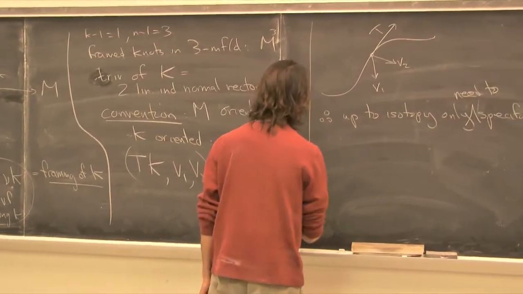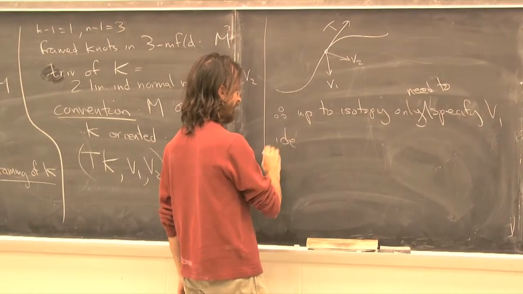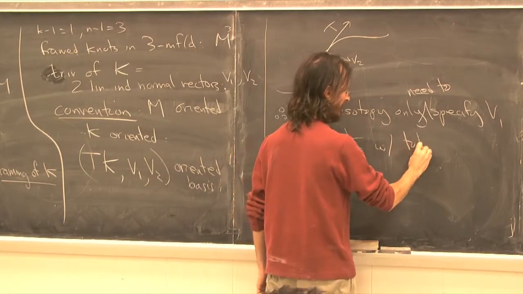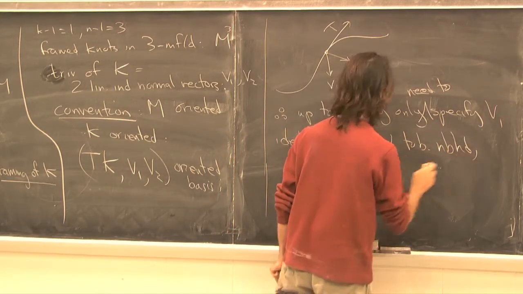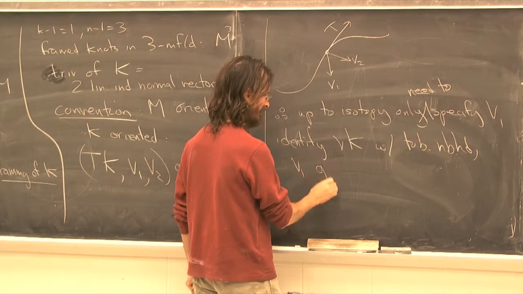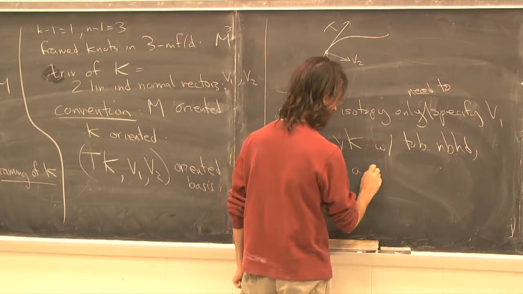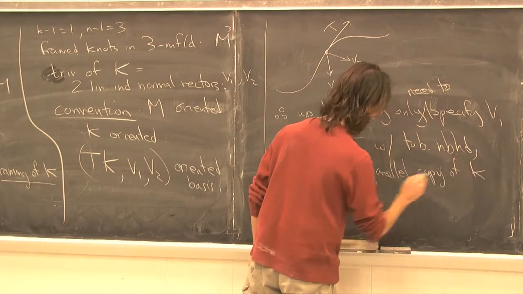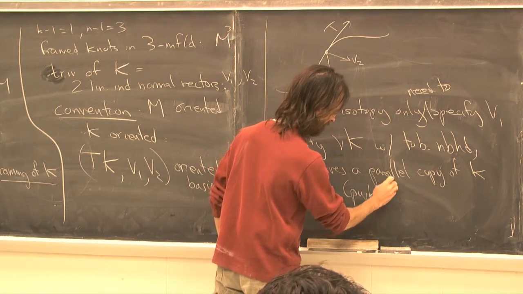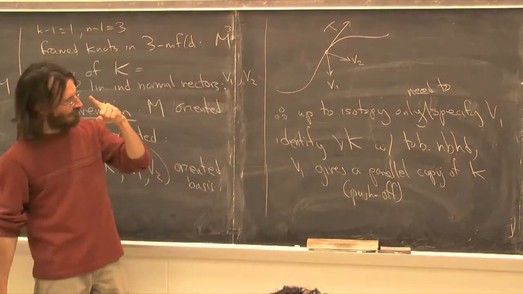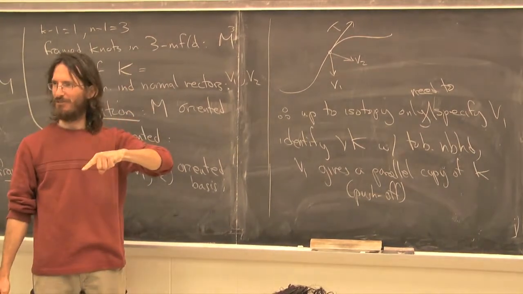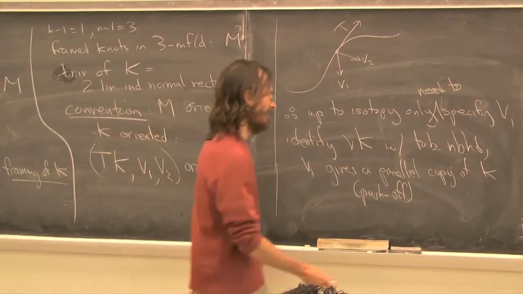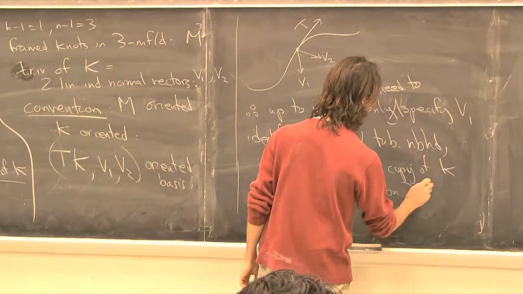And then we said, well, identifying the normal bundle of K with a tubular neighborhood, then V1 is a parallel copy of K, often called a push-off. So actually, the vector is not in the manifold, but if I push it down to the manifold using the exponential map and look at its endpoint, that traces out a knot that's right next to K, a parallel copy of K on the boundary of the tubular neighborhood.